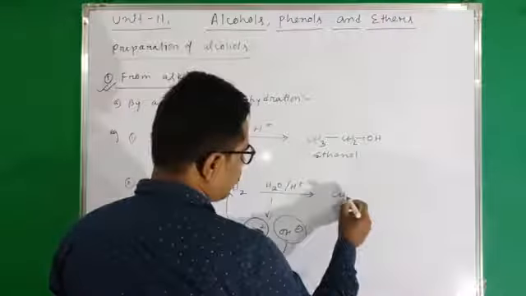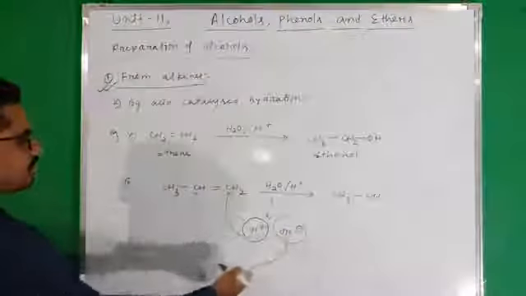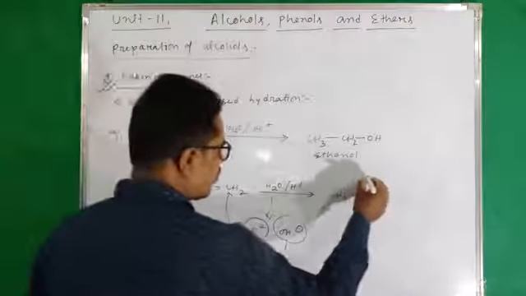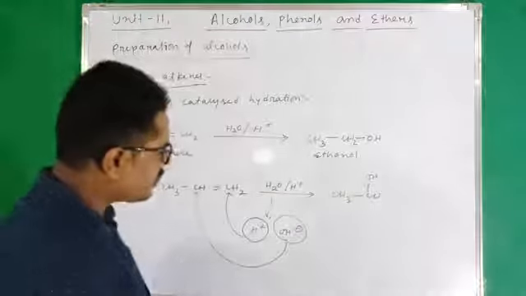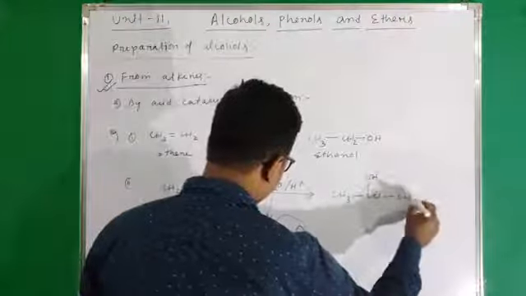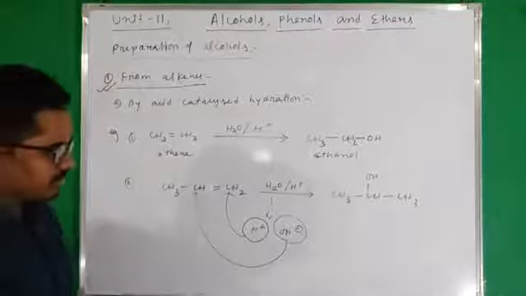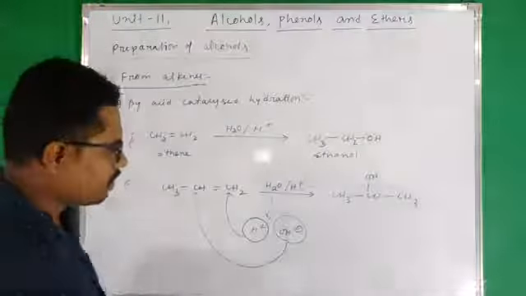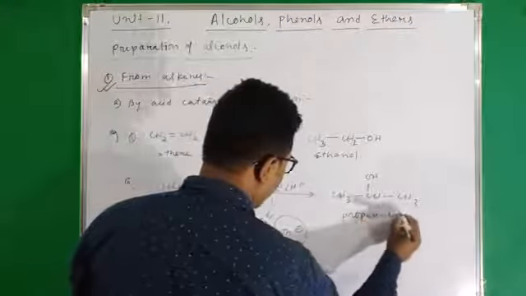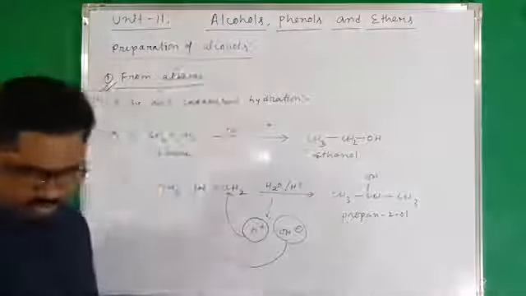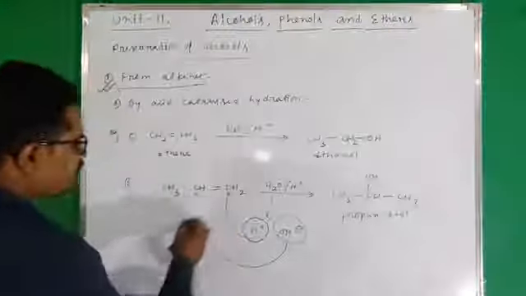Hence the resultant alcohol is CH3CH. After attaching the OH negative we will get OH, then the double bond will convert it into single bond, and then we will get CH3. So this one is the resultant alcohol, and this alcohol is propan-2-ol. Okay, so that means we have prepared propan-2-ol from propene.